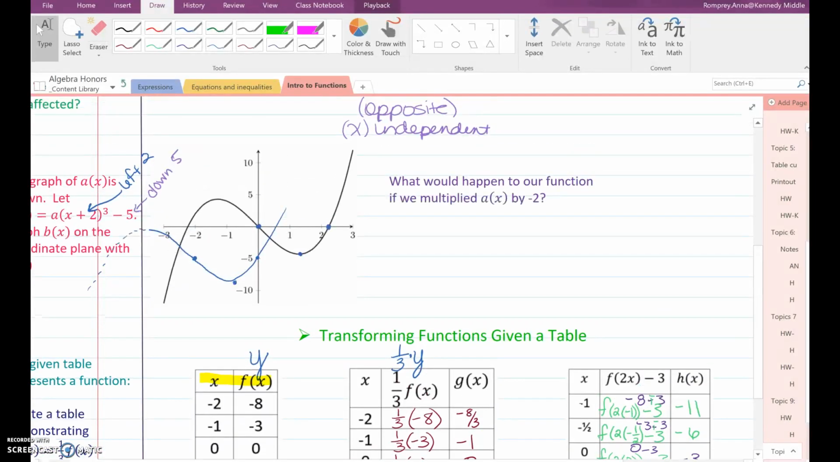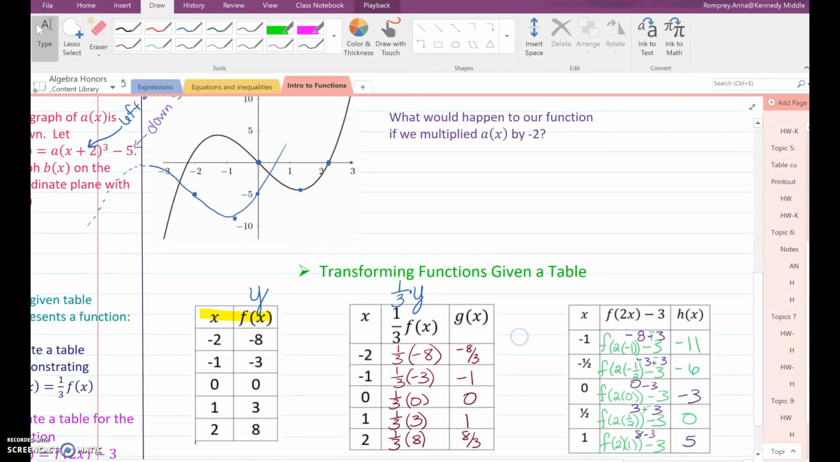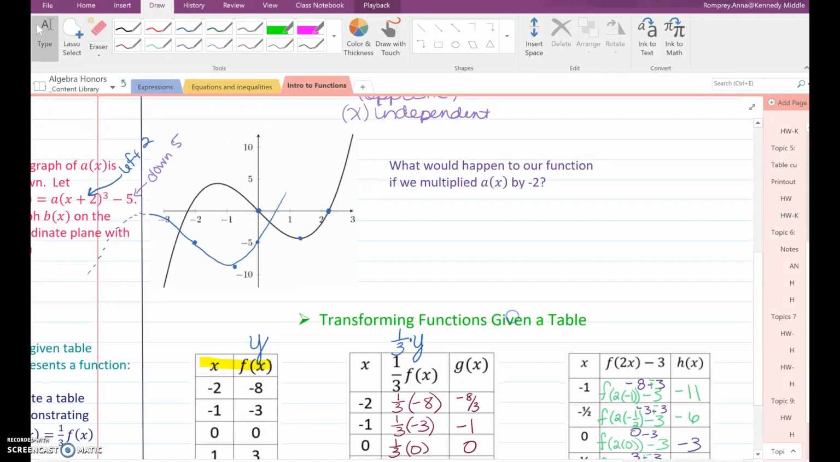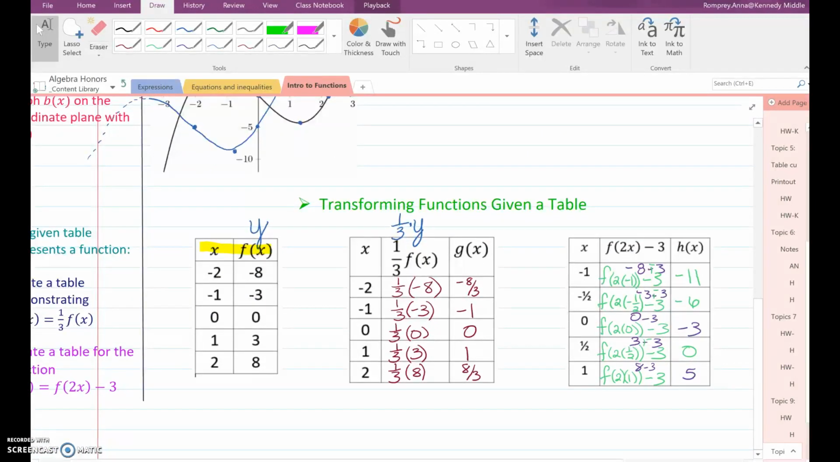So when it says, what would happen to our function if we multiplied a of x by -2? Think about that first example where we had 1/3 times f of x. Well, it made our outputs shrink. So if we multiplied a of x by -2, what would that do? Well, it should make our outputs grow. So it would make our outputs larger. Well, not necessarily. It would make them larger and it would make them flip because of the negative. So that gives you a couple things to think about.